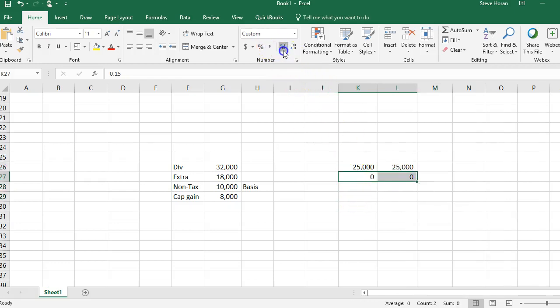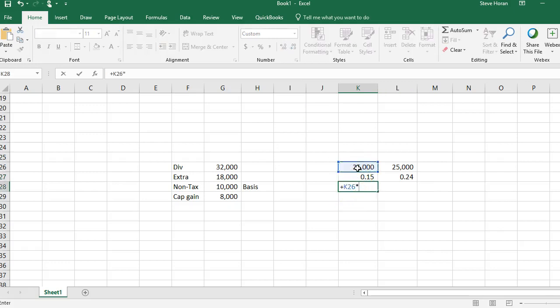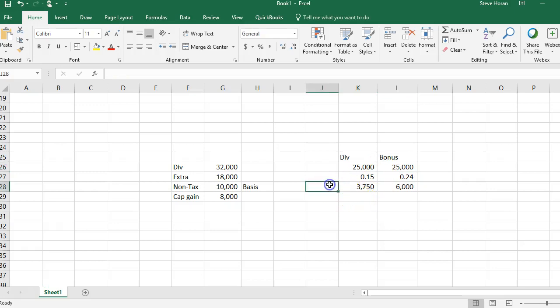Okay, let me get my decimals just right. And so let's just do some multiplication. Okay, so this is dividend, and this is bonus, and basically what her tax would be, 3,750 or 6,000. Okay, so just the math on that, and then you can kind of just do what's left over too.